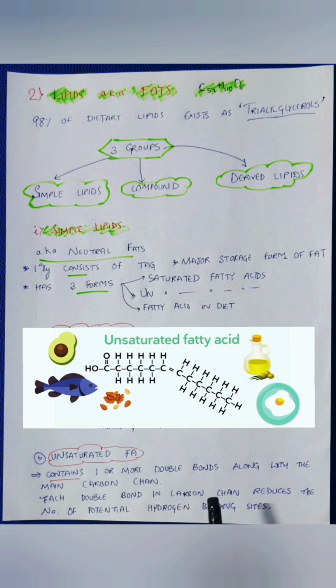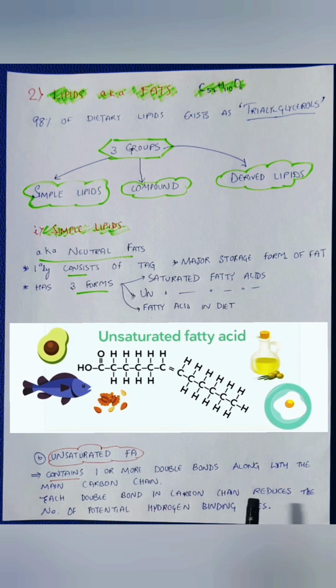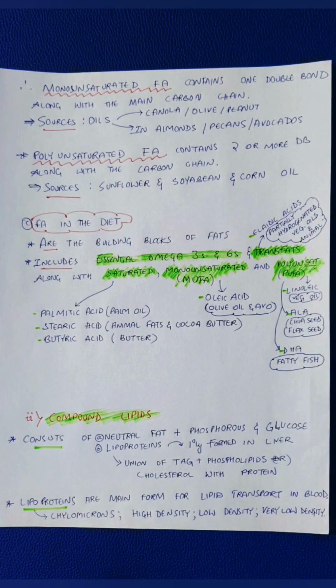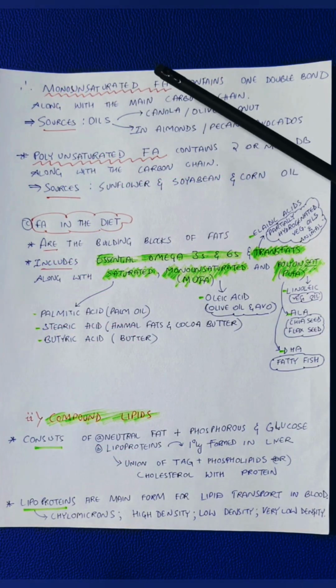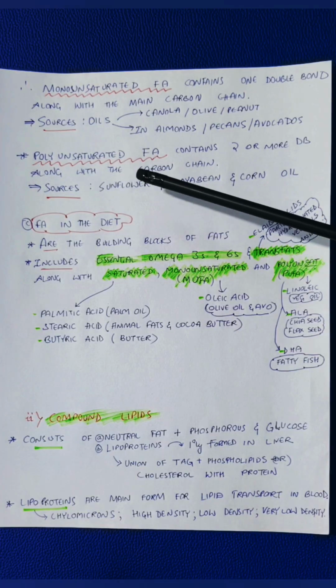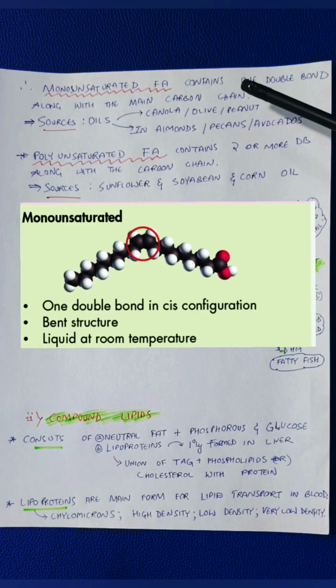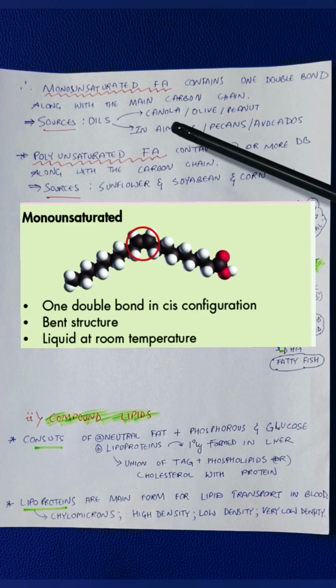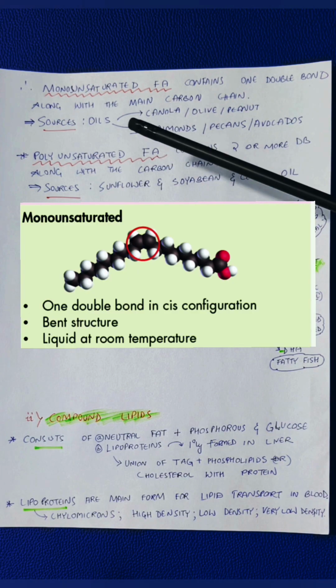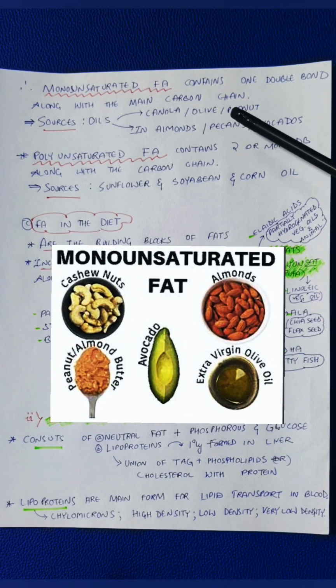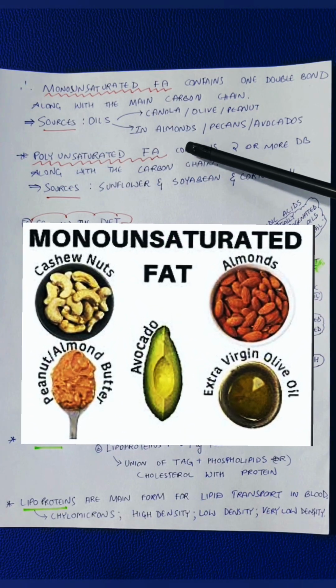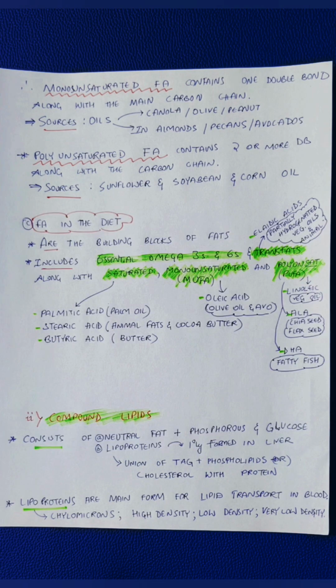The unsaturated fatty acids contain one or more double bonds along the main carbon chain. Each double bond in the carbon chain reduces the number of potential hydrogen binding sites. So we have monounsaturated fatty acid and polyunsaturated fatty acid. Monounsaturated fatty acid, MUFA, contains one double bond along the main carbon chain. Sources include oils such as canola oil, olive oil, peanut oil, and oil from almonds, pecans, avocados.